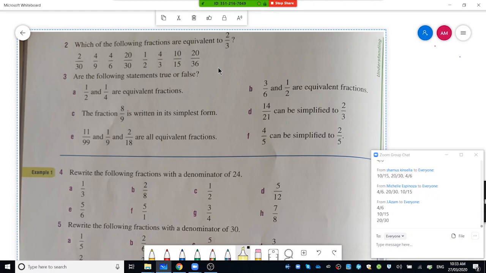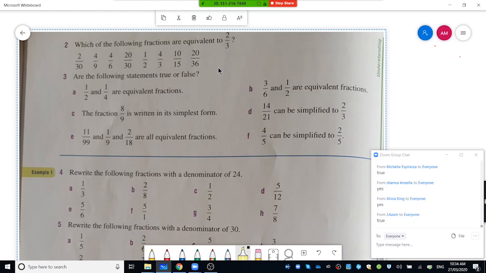Let's go to the third question. Are the following statements true or false? 1 over 2 and 1 over 4 are equivalent fractions. Yes or no? False or true? Yeah, it is false. Let's go to the B part. Are 3 over 6 and 1 over 2 equivalent fractions? True. Yes, because if we divide the numerator by 3 and the denominator by 3, it becomes 1 over 2.